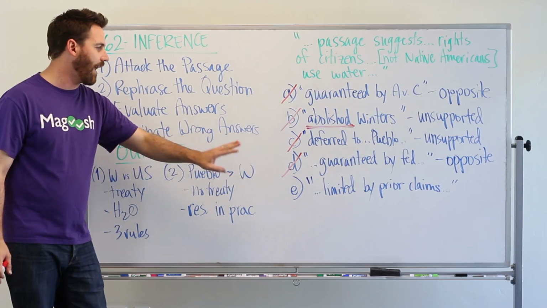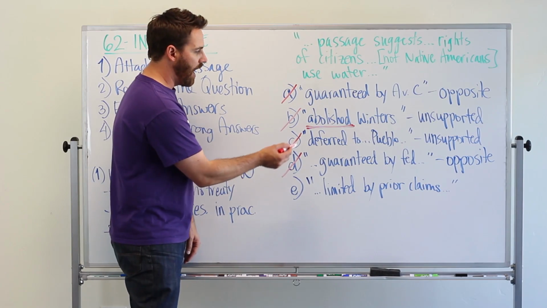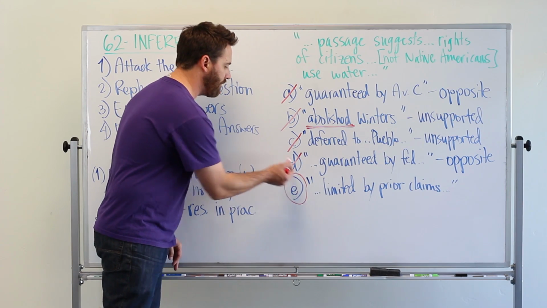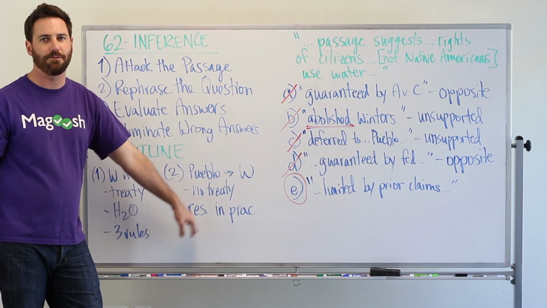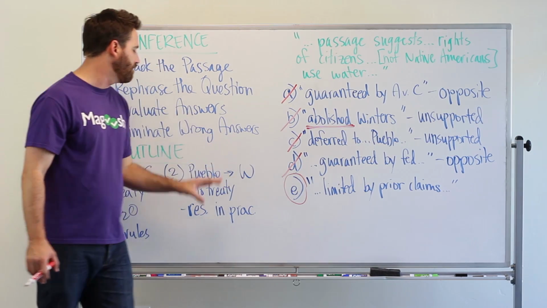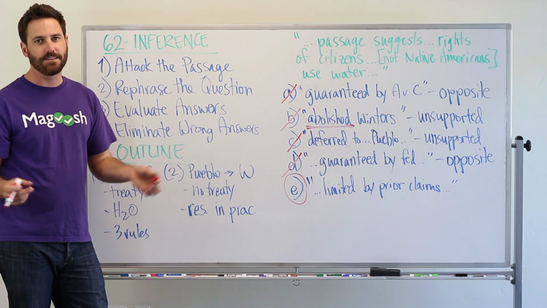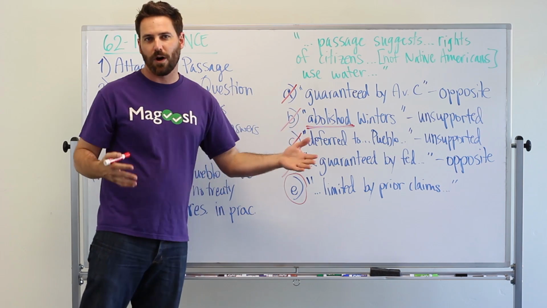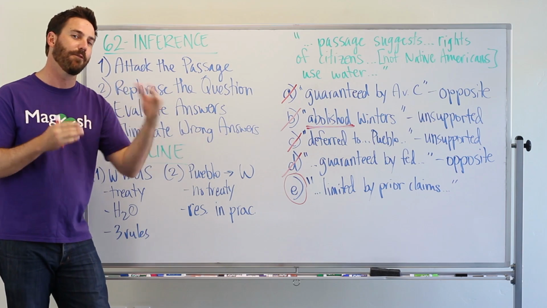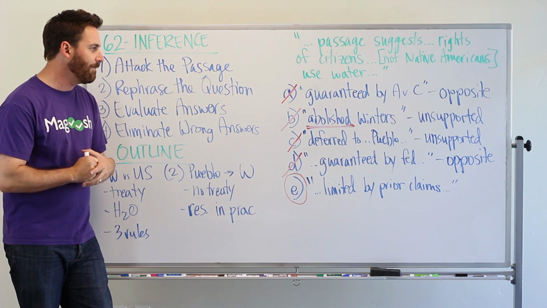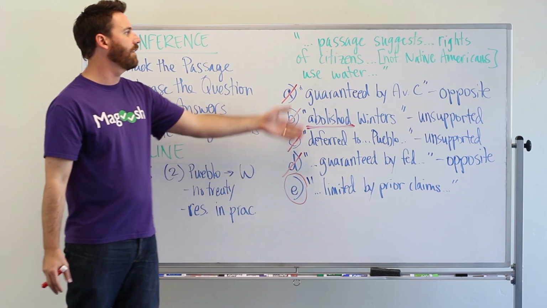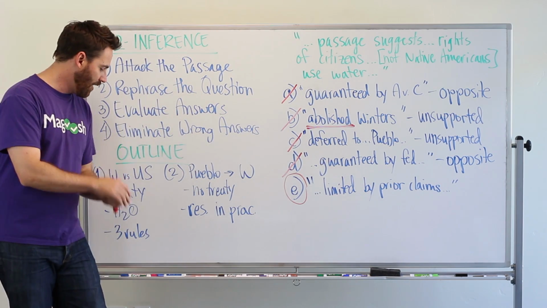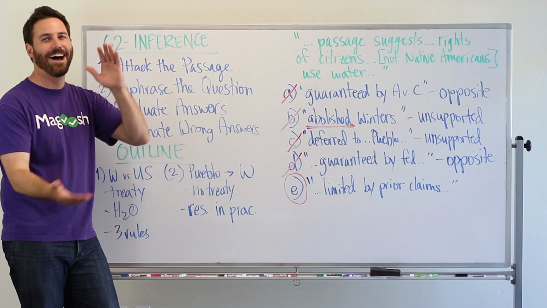And then we arrive at E, which is going to be our answer. Limited by prior claims of the Pueblo Indians is what E says. That fits perfectly into the second paragraph. You can imagine this sentence actually just being in the second paragraph as an easy addition to what is being said there. We know that the Pueblo Indians were given their water rights based on how they were using the land before the U.S. became a country. And so we can infer then that other citizens' rights will be limited based on their prior claims to the water. All right, we're done.